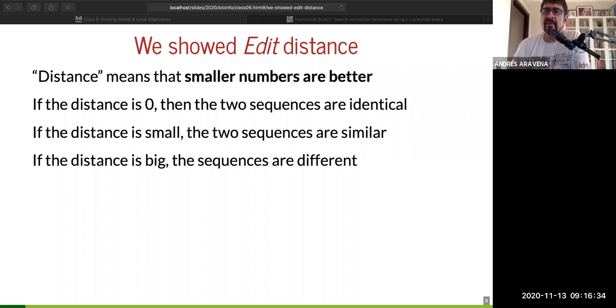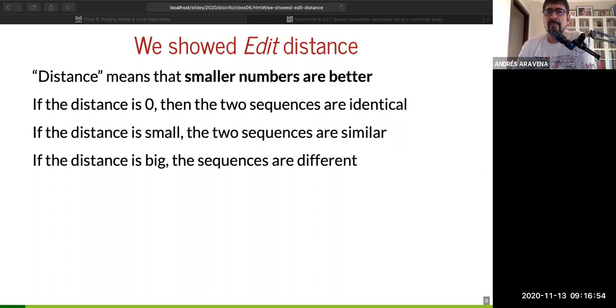And in general, when we talk about distance, it essentially means that small numbers are better. Closer distance means they are more similar. We say that if two things are similar, they have distance 0. And the more different they are, the more distant they are. Okay, so that is the philosophy of looking for distance.